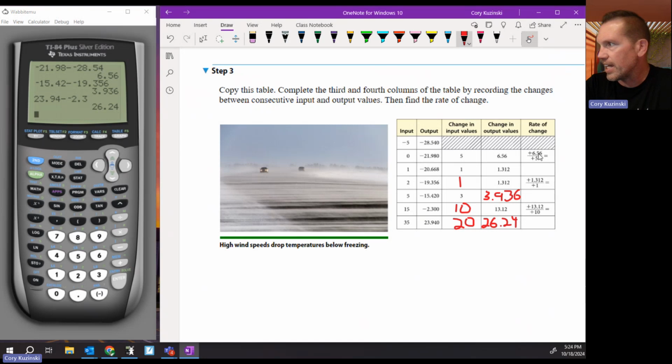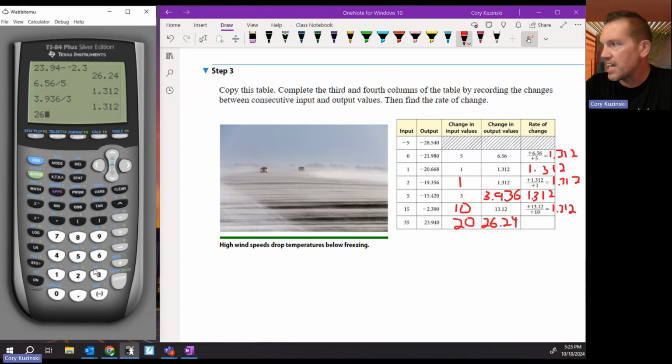So these rates of change, they're saying to divide these two changes. 6.56 divided by 5 is 1.312. 1.312 divided by 1 is 1.312. Hopefully you know what 3.936 divided by 3 is going to be. You guessed it, 1.312. Obviously, 13.12 divided by 10, you just move the decimal place over, 1.312.